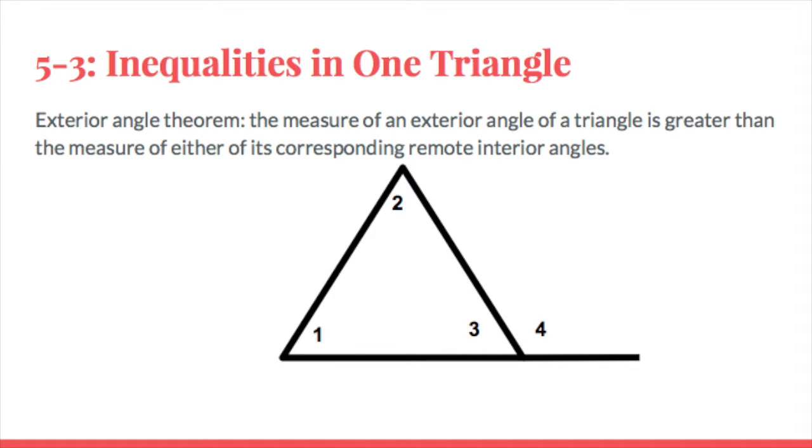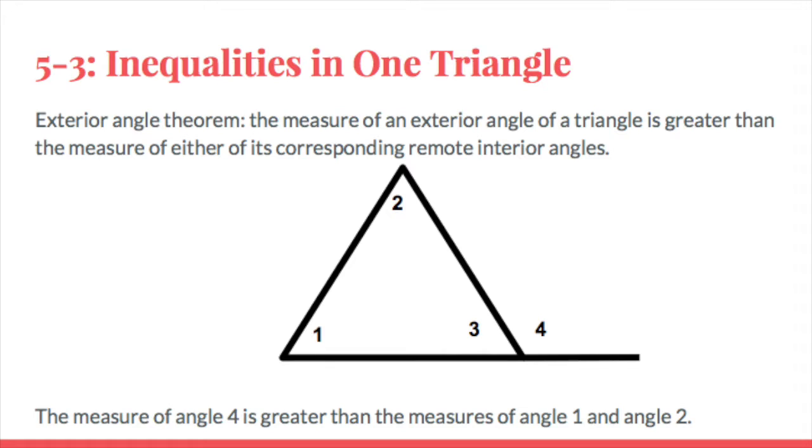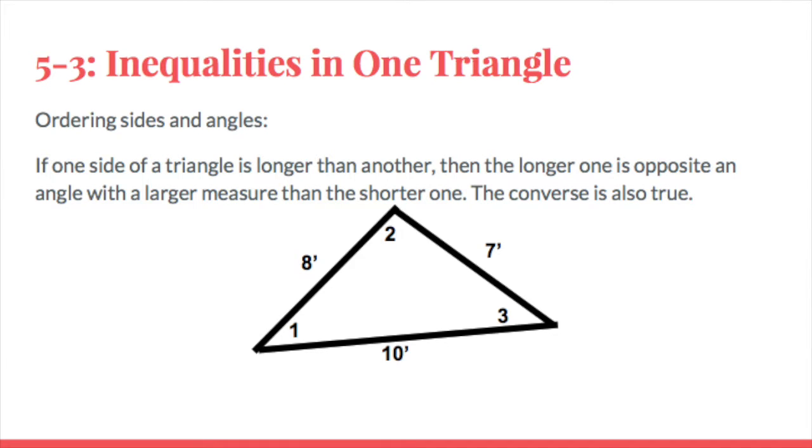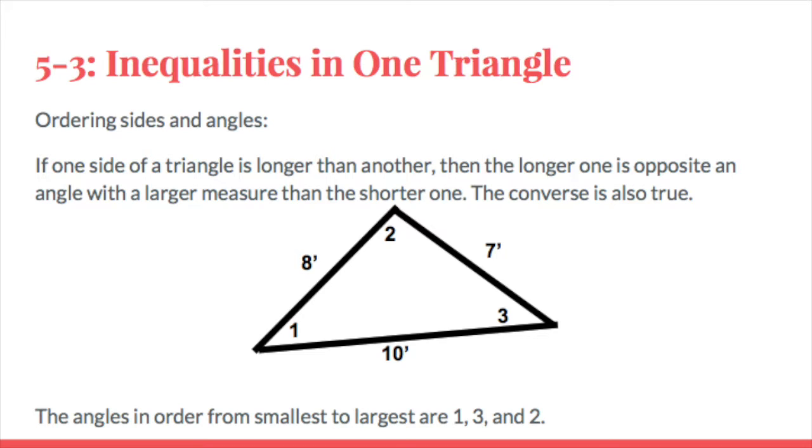So in the figure below, the measure of angle 4 is greater than the measures of angle 1 and angle 2. The next concept in this chapter is ordering sides and angles. If one side of a triangle is longer than another, then the longer one is opposite an angle with a larger measure than the shorter one. The converse of this is also true. In the figure below, the angles in order from smallest to largest are 1, 3, and 2.